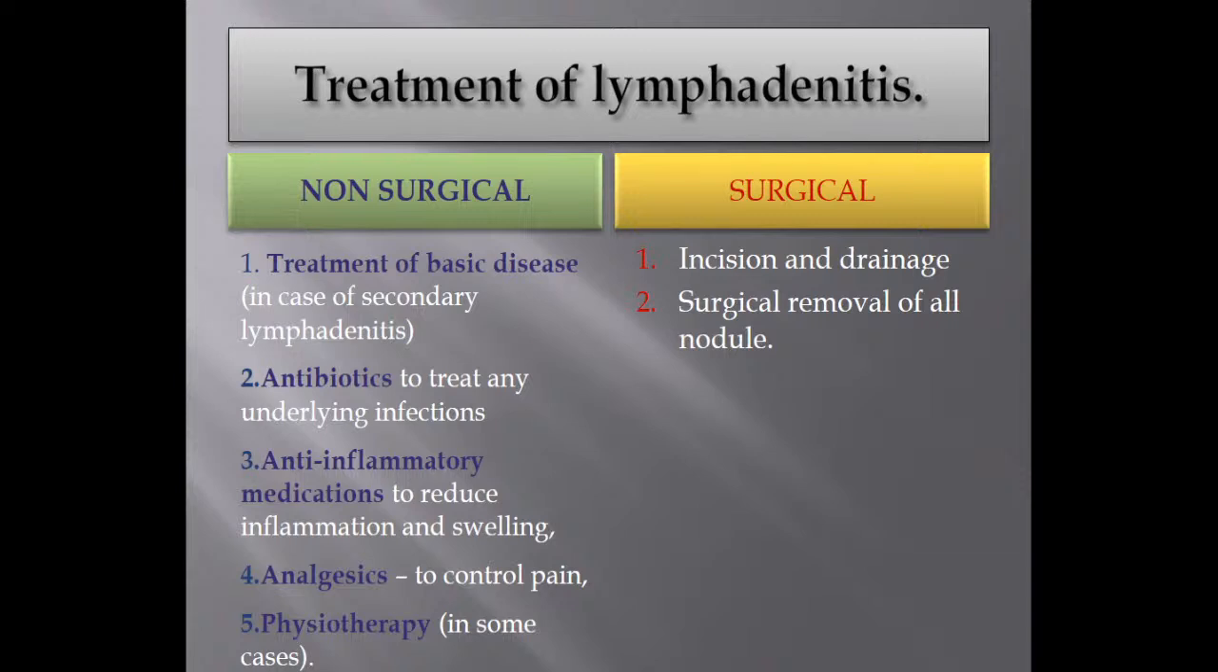Of course, we are talking now only about lymphadenitis, not neoplasms, not malignant one. Non-surgical treatment, it's a treatment of basic disease. In case of secondary lymphadenitis, antibiotic, of course, anti-inflammatory medications, analgesics, and physiotherapy. If it doesn't successful, we have to do surgical operation. It's incision and drainage or surgical removal of all nodule.